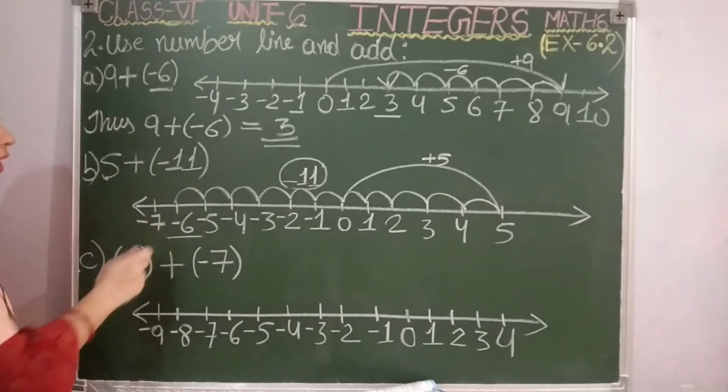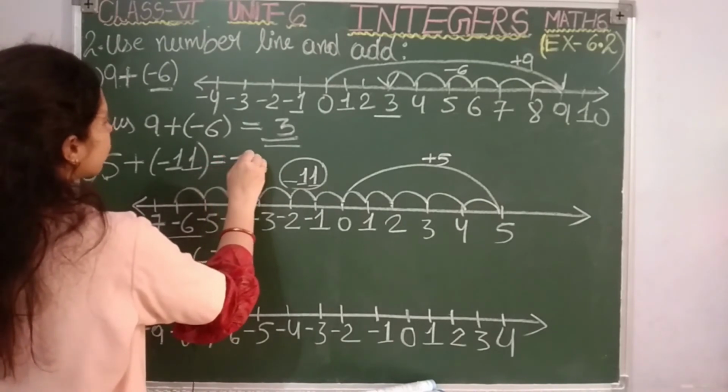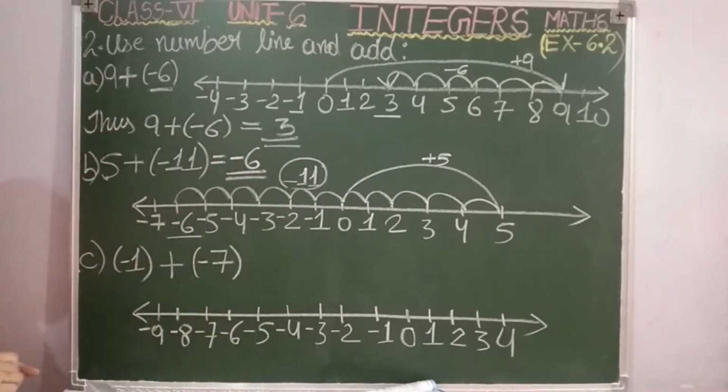So where are we reaching? We are reaching at minus 6. So students, 5 plus minus 11 will give us minus 6. This will be our answer.